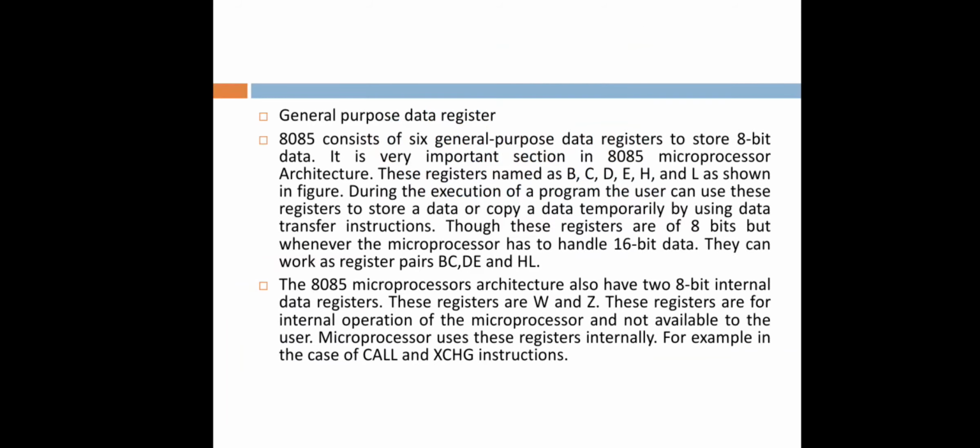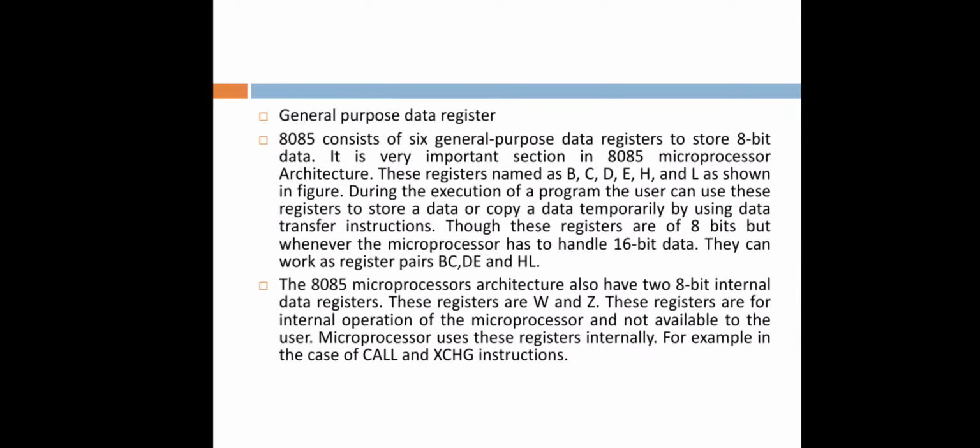The general purpose data registers: the 8085 microprocessor consists of 6 general purpose data registers to store 8-bit data. It is a very important section in the 8085 microprocessor architecture. These registers are named B, C, D, E, H and L as shown in the figure. During the execution of the program, the user can use these registers to store data or copy data temporarily by using the data transfer instructions.